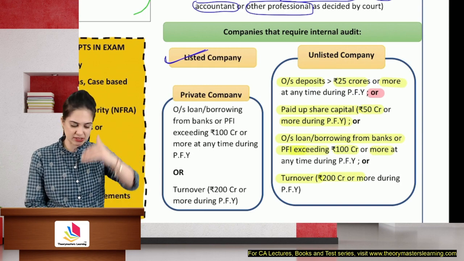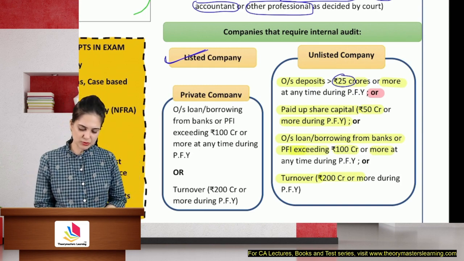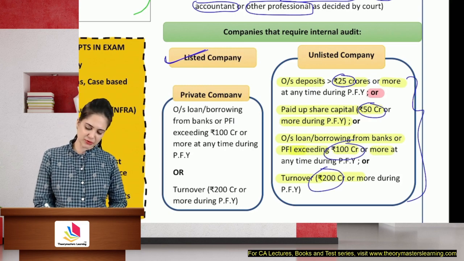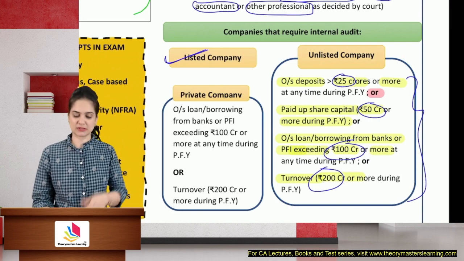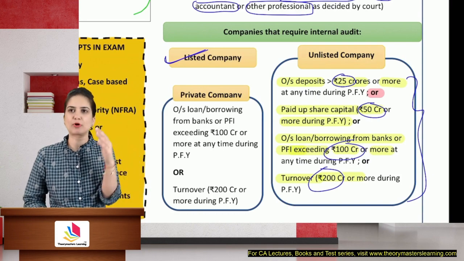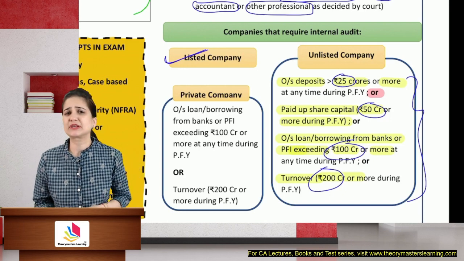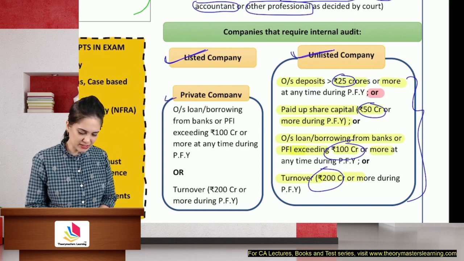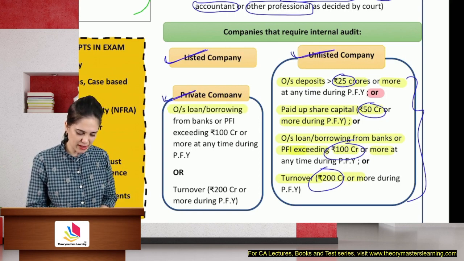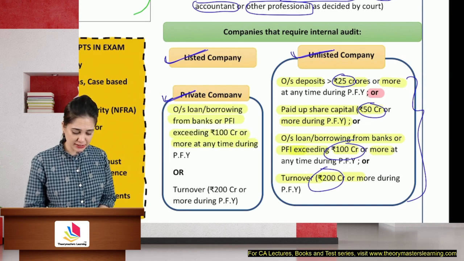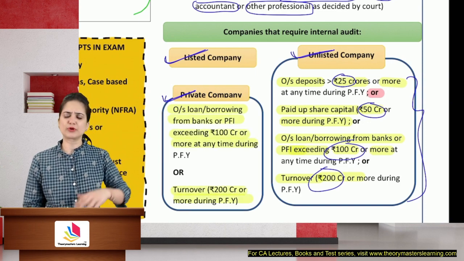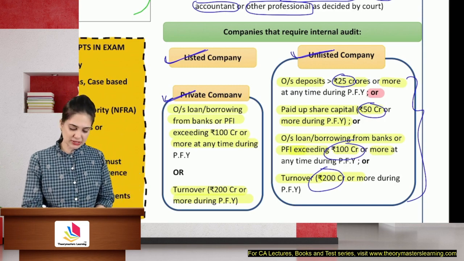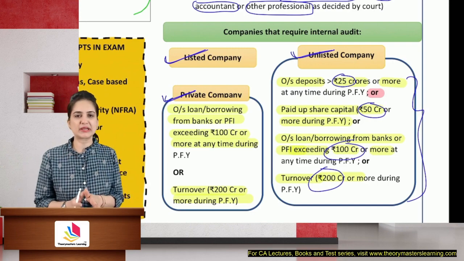See, I've written it in sequence. So we start with 25 crores, double it, 50 crores, double that, 100 crores, double it, 200 crores. So these are the limits that you need to memorize. They will give you a particular company, they will mention the paid up capital, turnover, and you have to decide whether the company needs to conduct an internal audit or not. In case of a private company, if the outstanding loans and borrowings from banks or the public financial institution exceed 100 crore or more, or turnover exceeds 200 crore or more, if either of these conditions is satisfied, the company has to get the internal audit done. So students, these are the requirements. You have to memorize this.